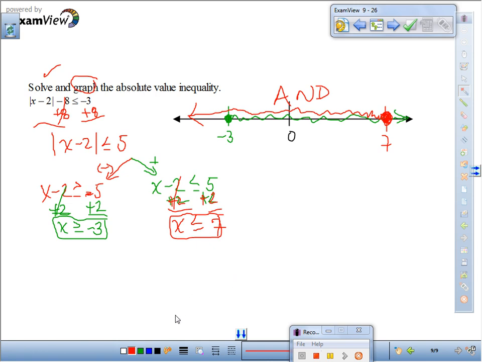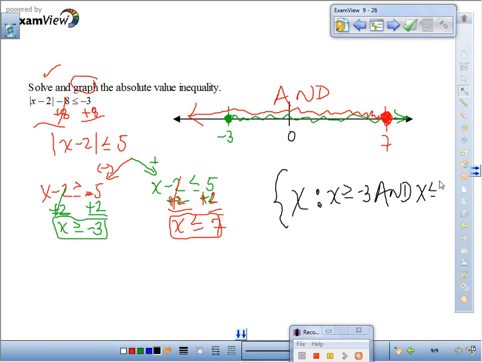To make it easier for you guys, if you find it too difficult to write your solution set just by looking at the graph, then let's write it as if it was an or. So you write the set of all x's such that, what do I write? x greater than or equal to negative 3, and what else?